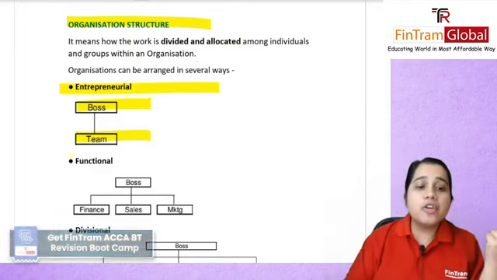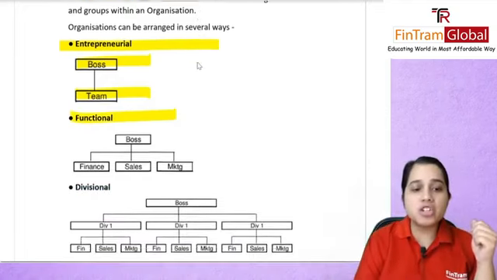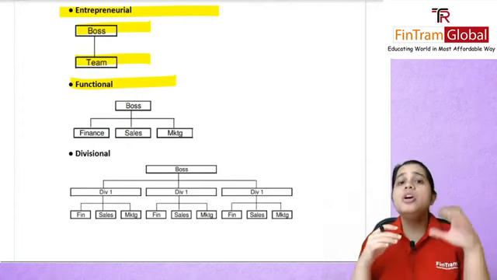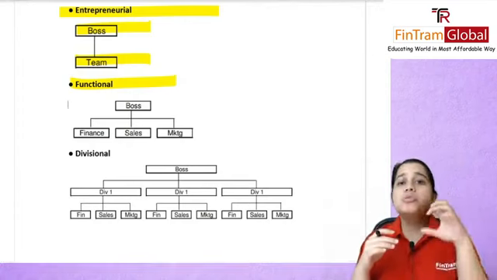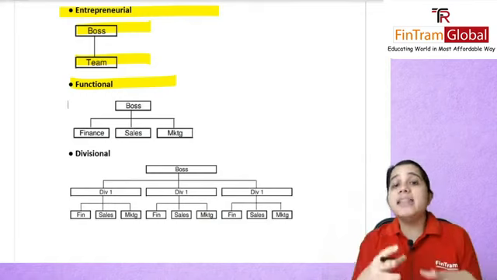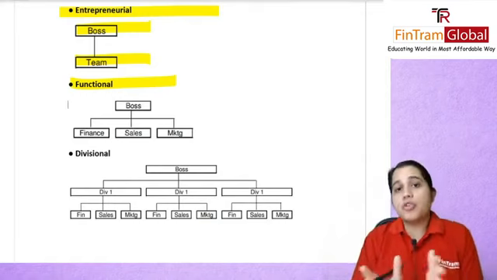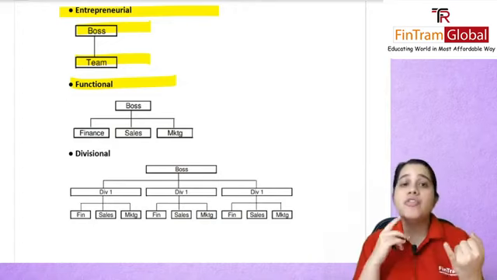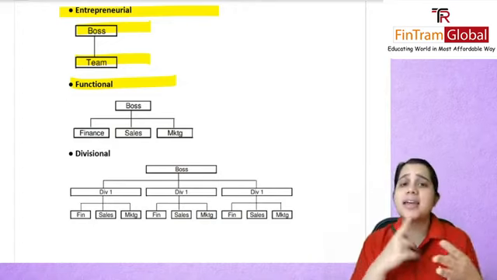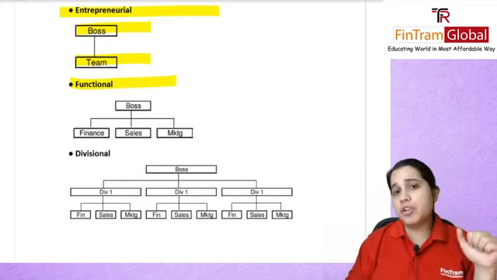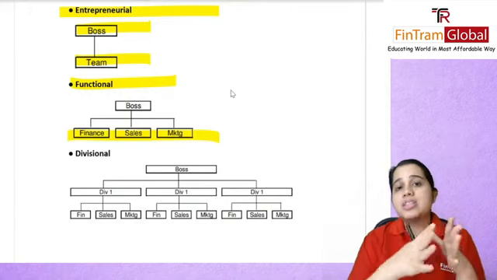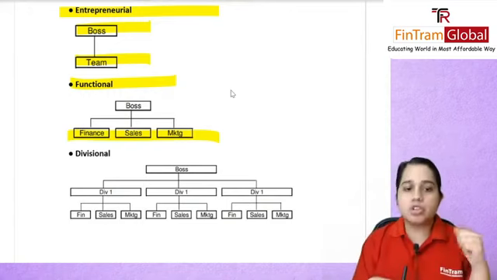Then of course you have your functional structure. As you can see in the diagram, you will have your boss, your managers, whoever is there on the top. And then different functions of your organization will be divided into different departments. You will have your marketing, sales, finance, HR. All of these different functions are divided into different departments. Hence, this is your functional departmental structure.